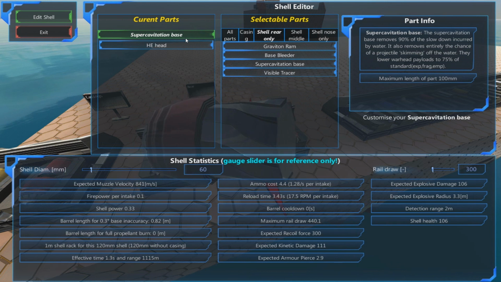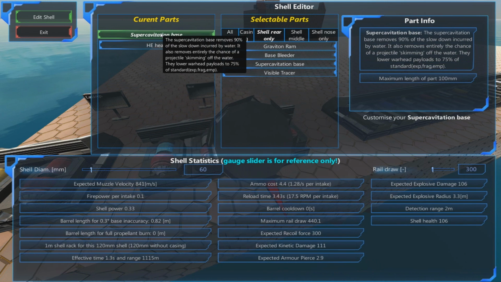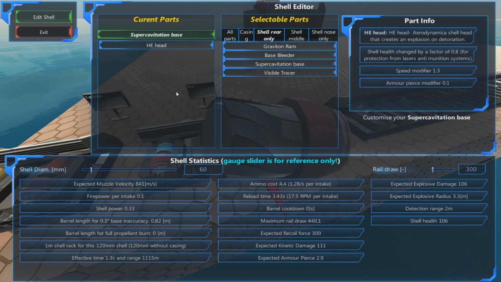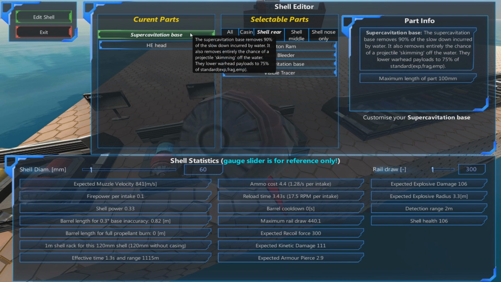This kind of shell, as in shells with the Supercavitation Base, along with torpedoes and particle cannons, are one of the few ways you can reliably shoot at submarines, and they're also one of the few things you can successfully use on submarines.